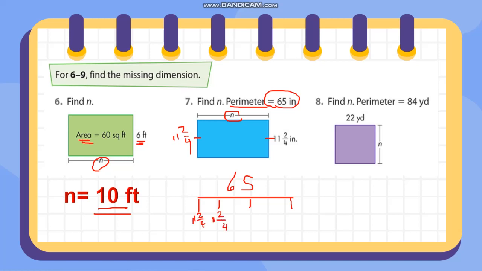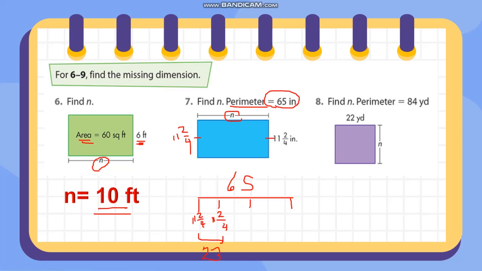When you add this one, 11 2/4 plus 11 2/4, 2/4 plus 2/4 means 4 over 4. 4 over 4 means 1. Then 11 plus 11 is 22, plus 1. So the total is 23.